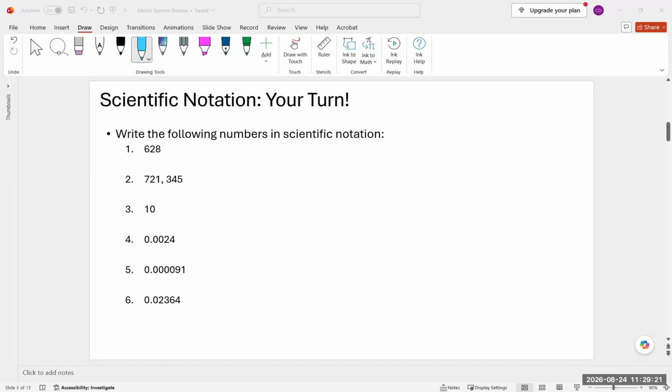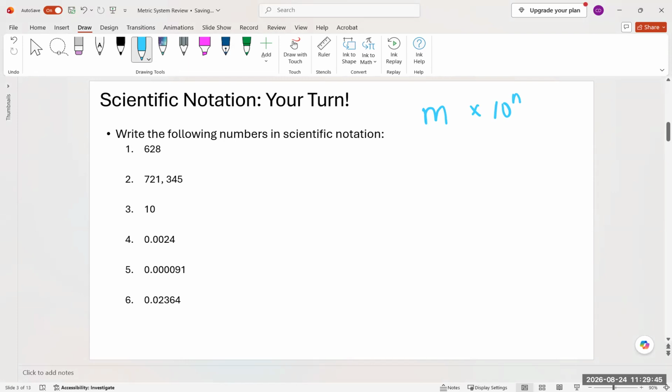All right, let's go ahead and work through these practice problems. So we are trying to take these numbers and write them in scientific notation. So remember, we're going to have a number here, and it's normally going to be in a decimal form. And then we're going to have times 10 to the something. And the exponent is going to be important as well.